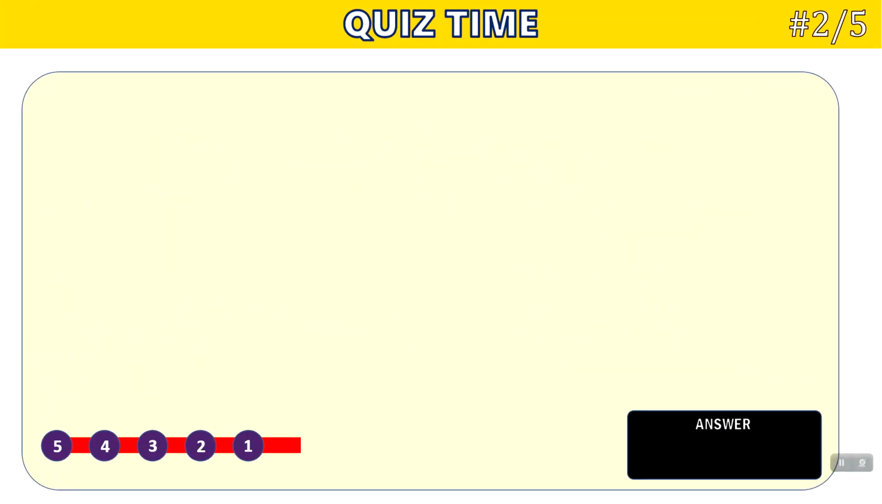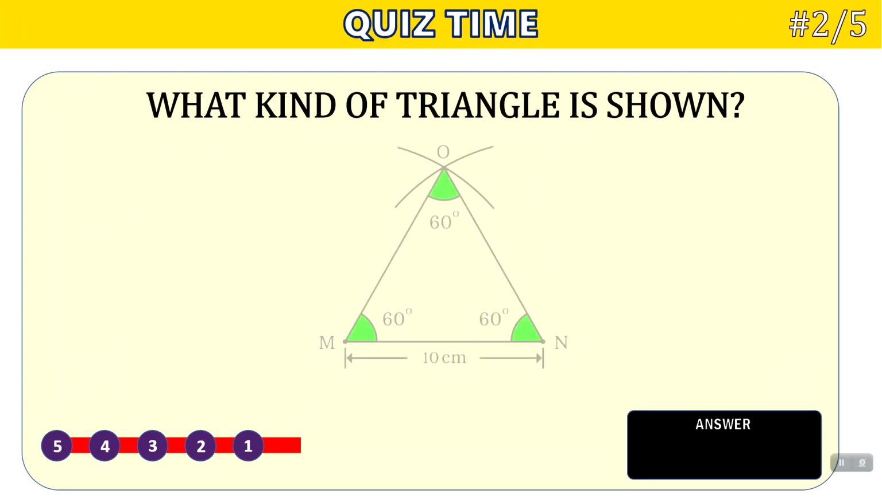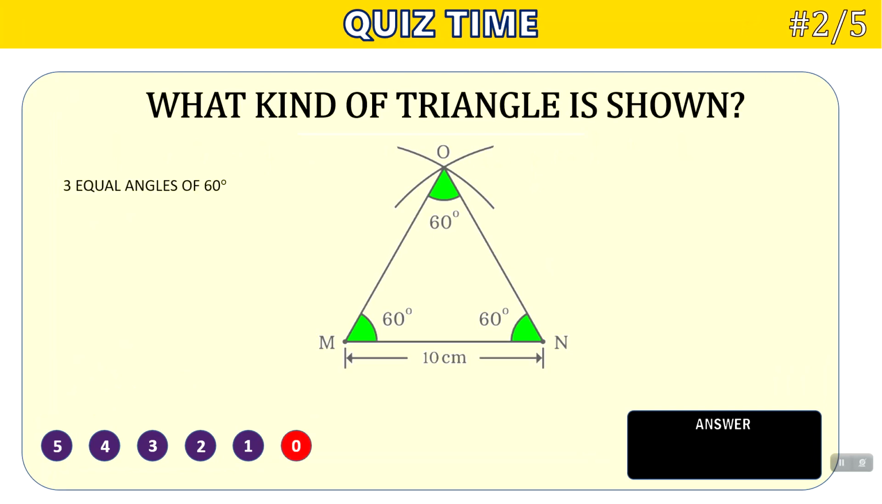Question 2. What kind of triangle is shown? Time's up. We see three equal angles of 60 degrees. And even though we don't see the markings on two of the sides, because we know each one of the angles is 60 degrees, it means that automatically every one of the sides has to be the same length as well. And so we can see the side MN is 10 centimeters, and therefore all of the sides are 10 centimeters. This is then an equilateral triangle.